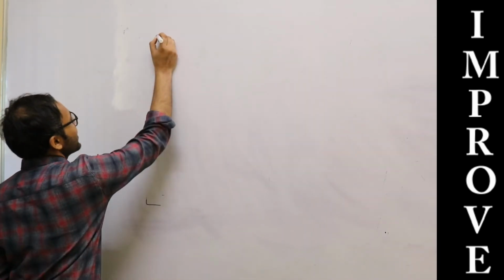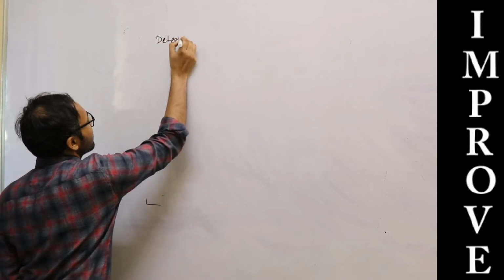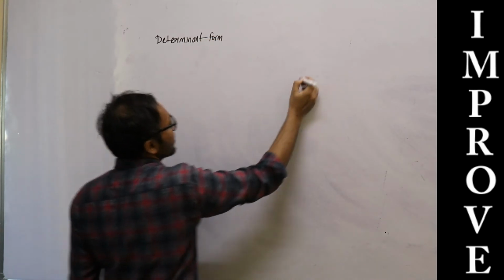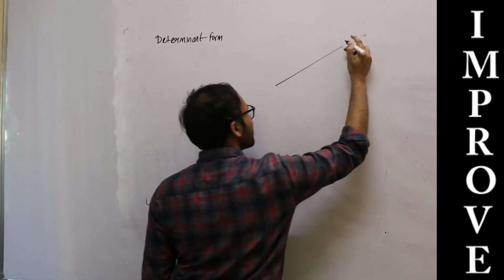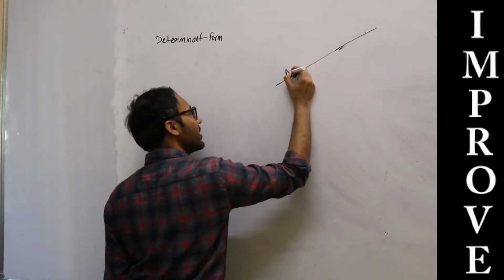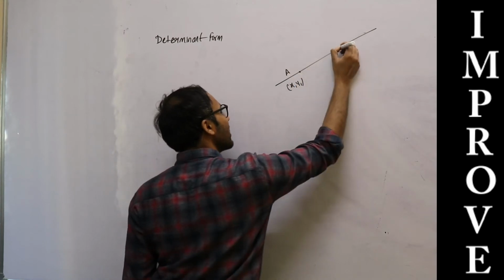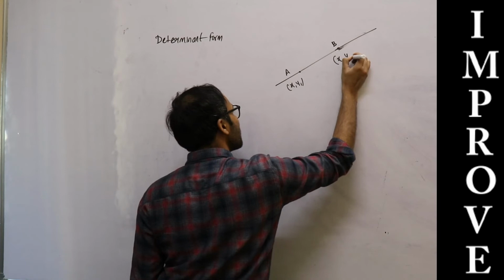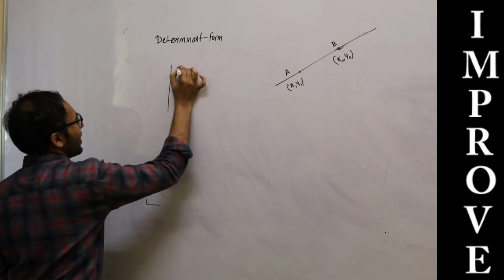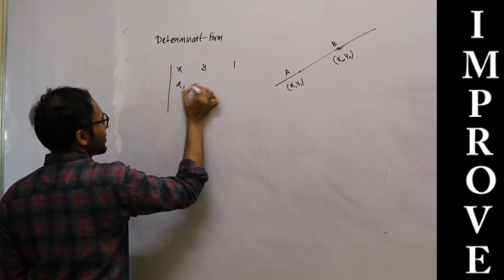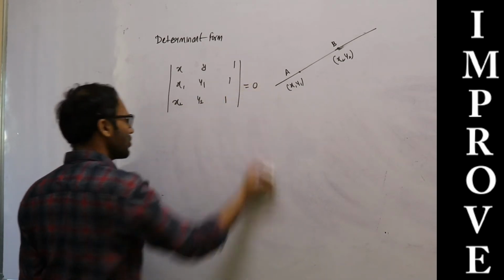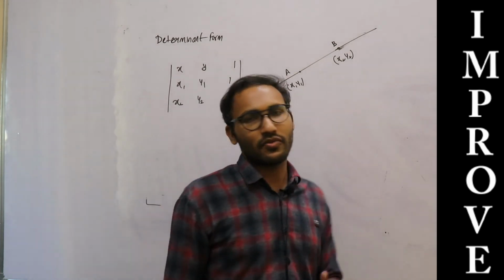So next form is determinant form. Suppose a straight line is there having 2 points A (x1, y1) and B (x2, y2). So equation of a straight line will be the determinant with rows x y 1, x1 y1 1 and x2 y2 1 equal to 0. Equation of straight line in determinant form is this.